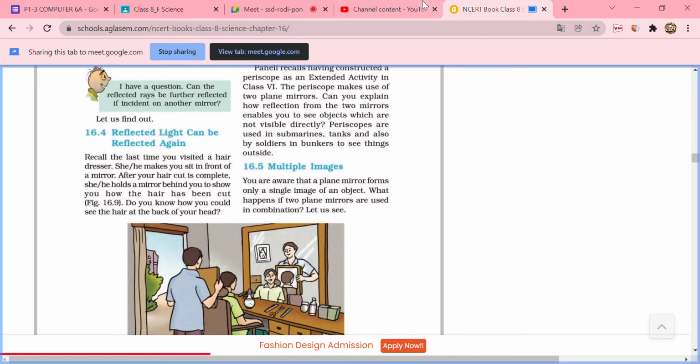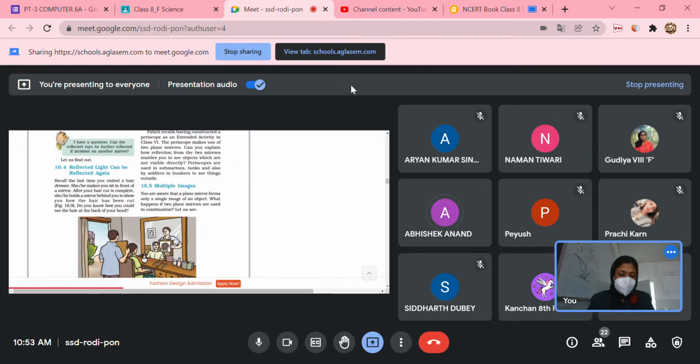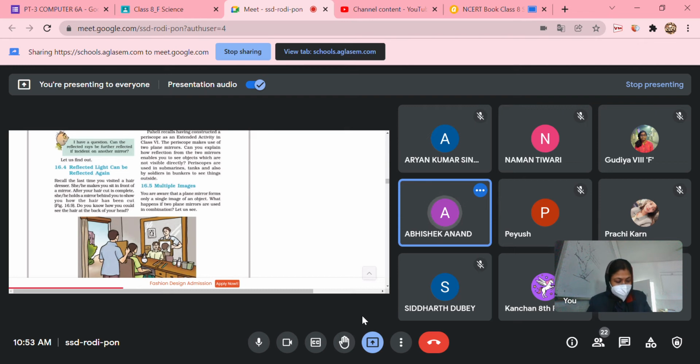Ma'am, from 16.5. Paheli recalls having constructed a periscope as an extended activity in class 6. The periscope makes use of two plane mirrors. Can you explain how reflection from the two mirrors enables you to see objects which are not visible directly? Periscopes are used in submarines, tanks, and also by soldiers in bunkers to see things outside.